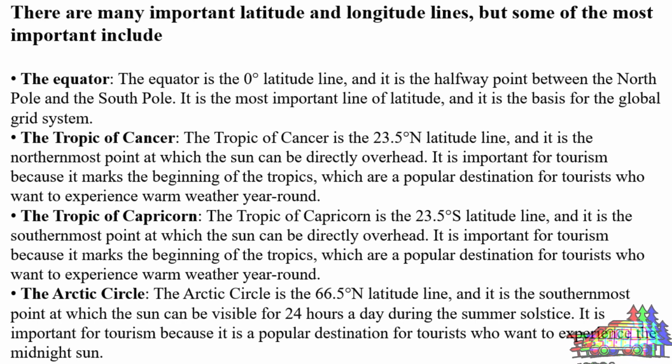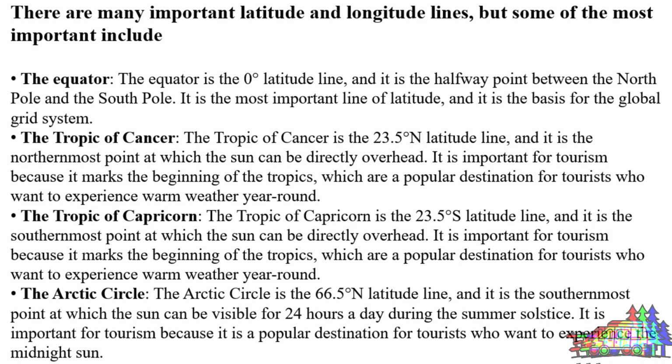The Tropic of Cancer. The Tropic of Cancer is the 23.5 degrees north latitude line, and it is the northernmost point at which the sun can be directly overhead. It is important for tourism because it marks the beginning of the tropics, which are a popular destination for tourists who want to experience warm weather year-round.